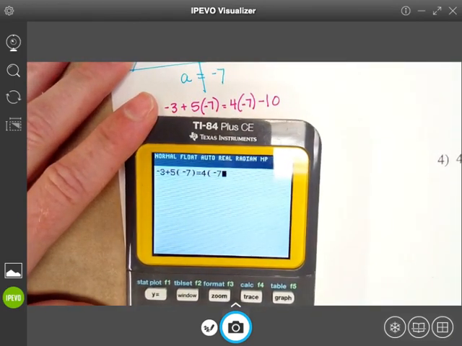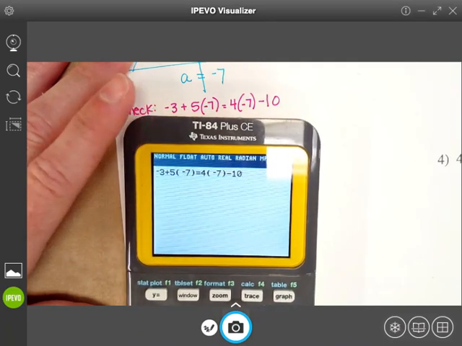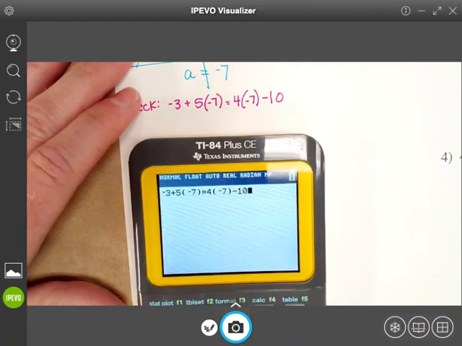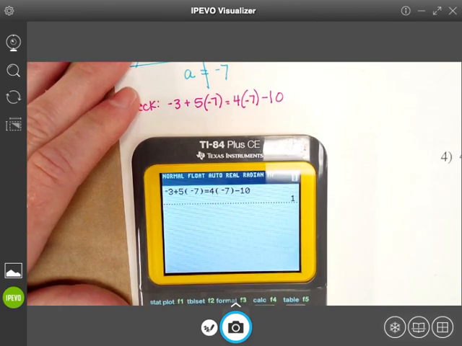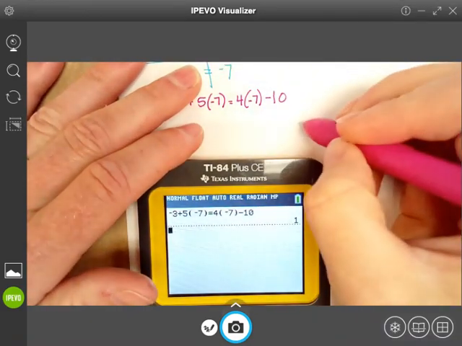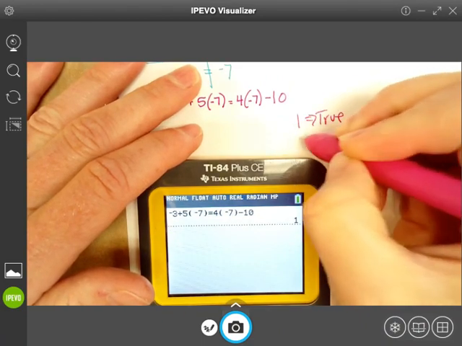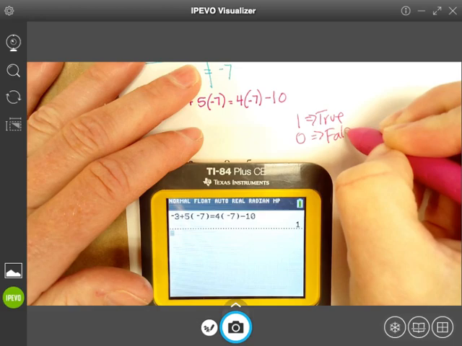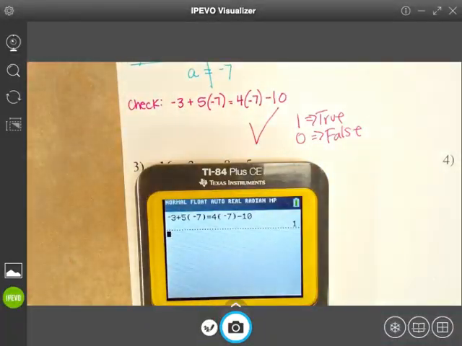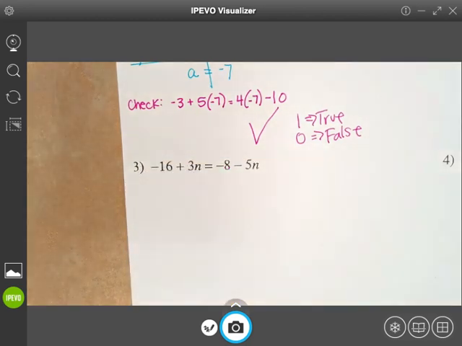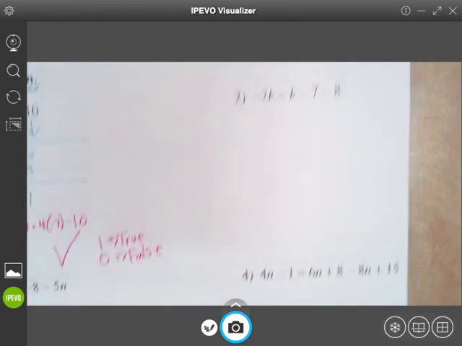4 parentheses, -7 minus 10. So 1 means true. 0 means false. So since it came out true, I'm just going to put a check mark there. Don't skip the step of checking because you can always get your problems right if you just check. Okay, do y'all have any questions over there? Y'all good? Good. All right, let's go on to number 2.